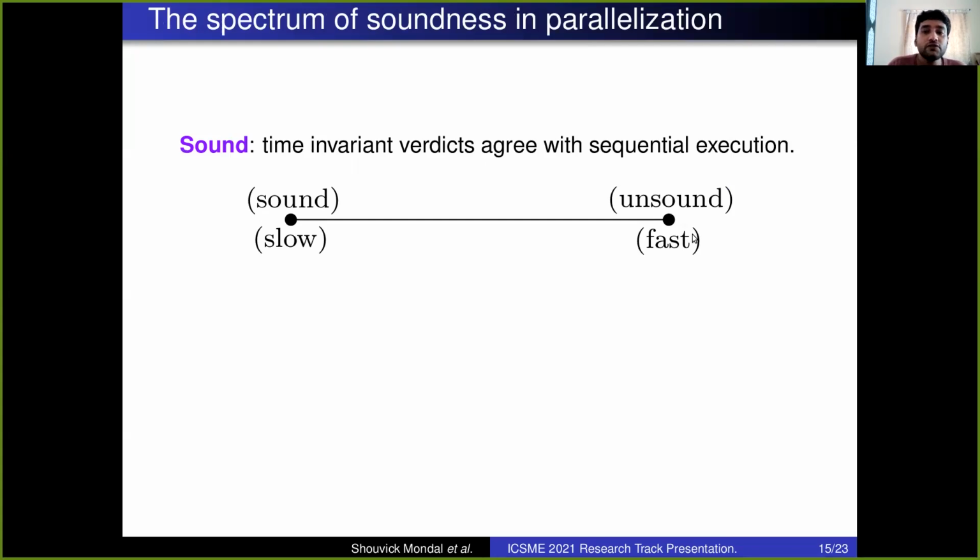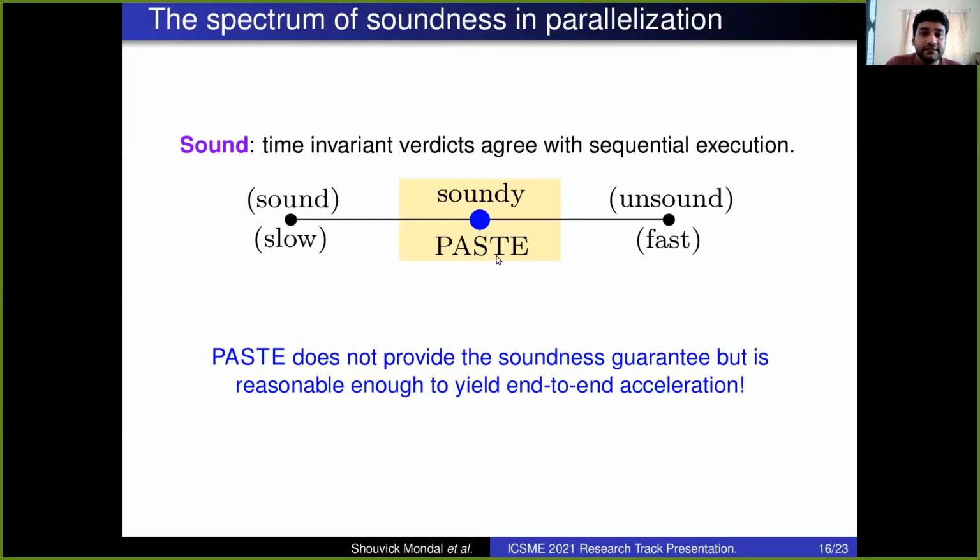However, we also showed that in PASTE, we have 2 extra stages to circumvent the flakiness. Where PASTE is soundy, I mean to say that PASTE does not provide the soundness guarantee, but it is reasonable enough to yield end-to-end parallelization. So one end is at the beginning of stage 1 and the other end is at the end of stage 3.